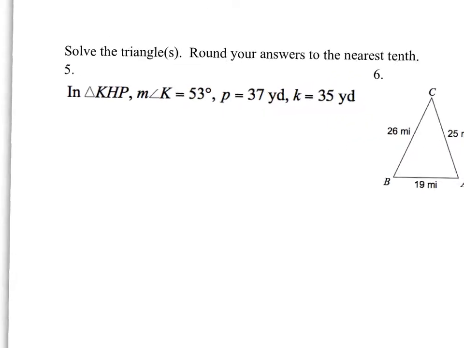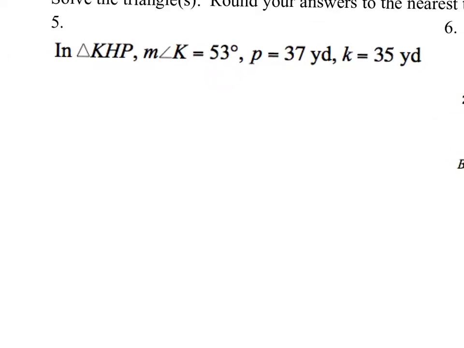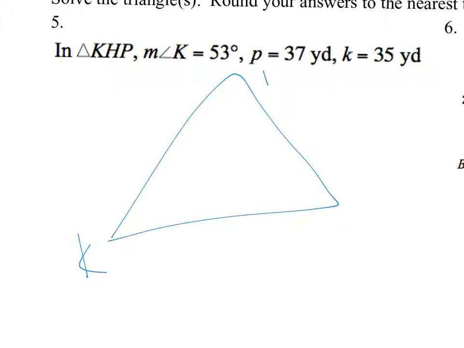For the next problem, we've got something given just in words. So let's draw that triangle. And I'm going to call this KHP. Angle K is 53 degrees. P is 37 yards. And K is going to be 35 yards.